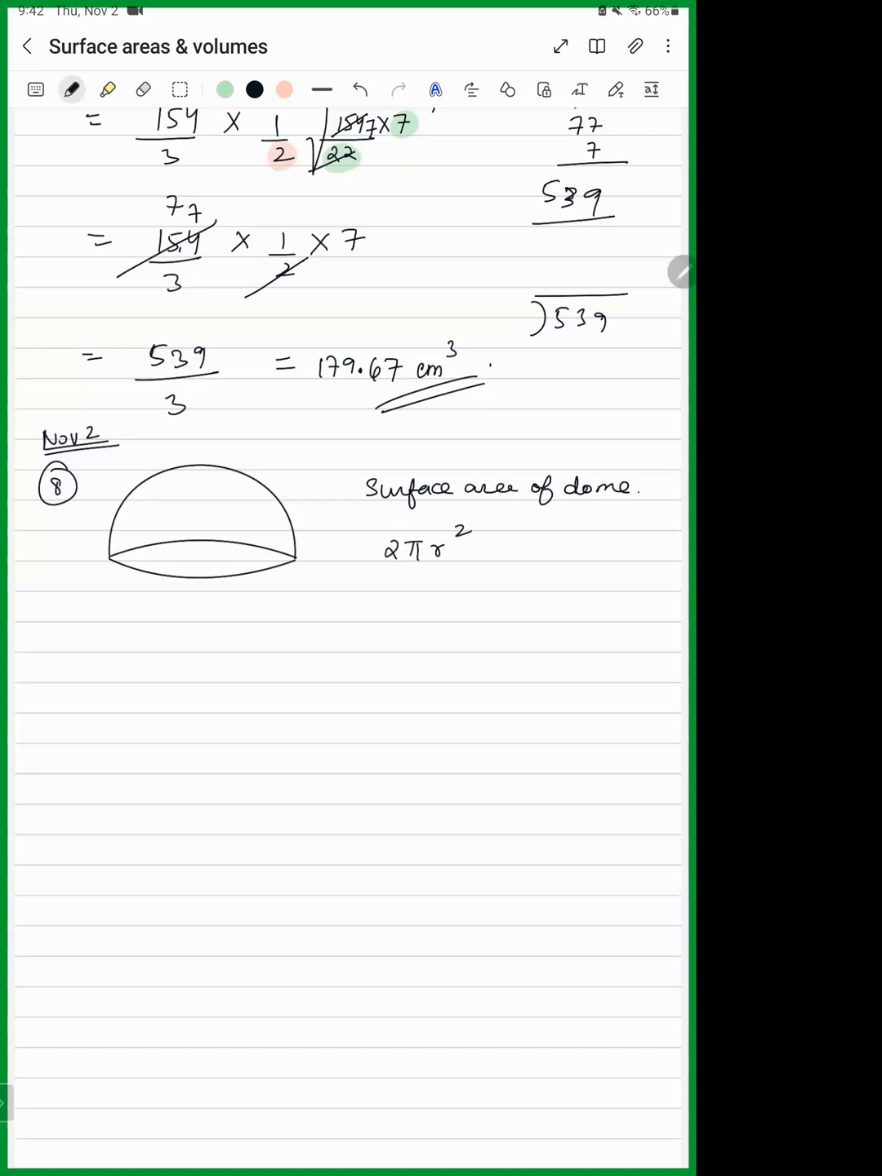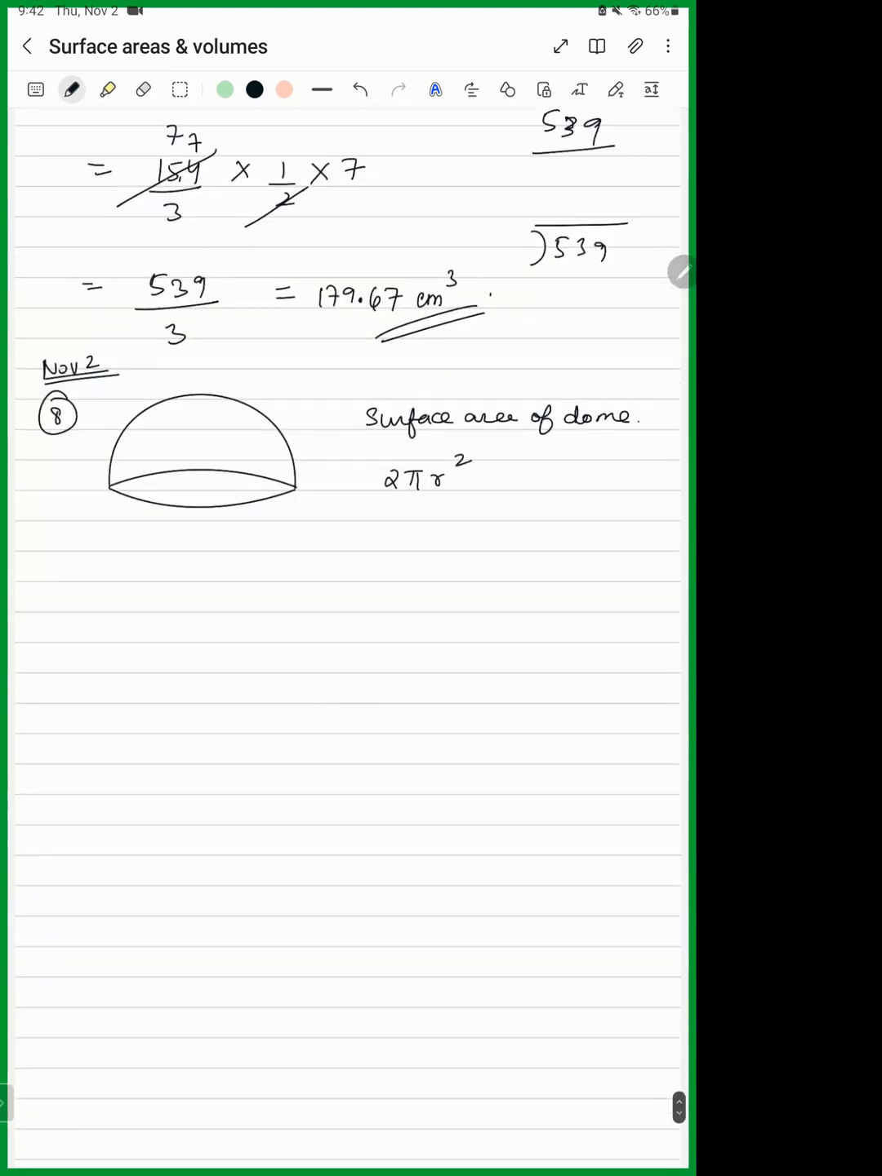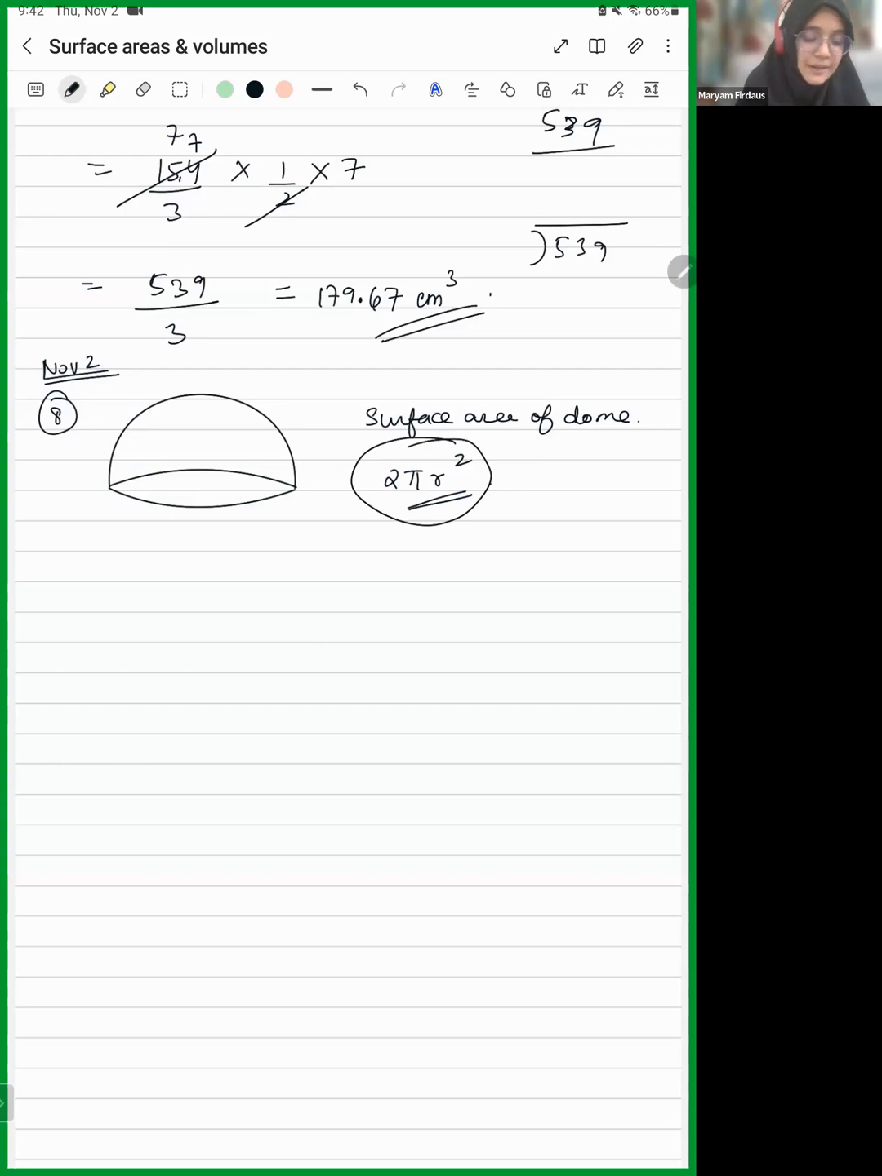Okay. So since it's a dome, which one should we use, the curved surface area or total surface area? Curved surface area. So the curved surface area is 2 pi r square. Now, we are supposed to find the surface area of the dome, meaning the curved surface area. But how can we find it if we don't know the r? Please read the question and tell me if r is given anywhere.